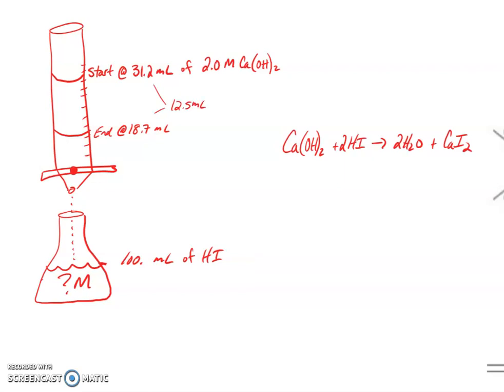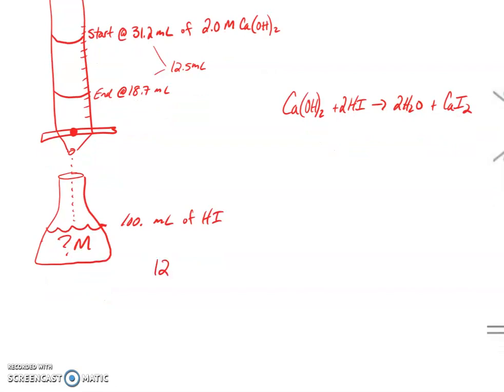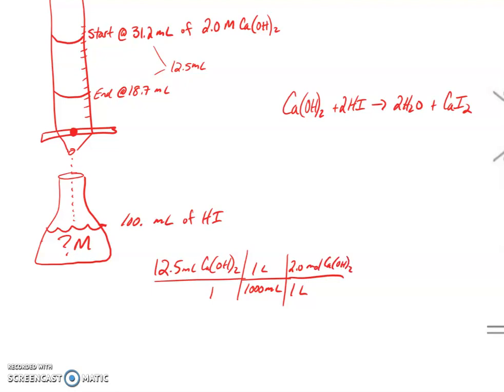And so we've got a stoichiometry problem here. We've got 12.5 milliliters of our Ca(OH)2. I'm going to train track my way to moles of HI. So 1,000 milliliters in a liter, and in 1 liter of our calcium hydroxide solution, we would have 2.0 moles of Ca(OH)2. That's just using the molarity of the calcium hydroxide.